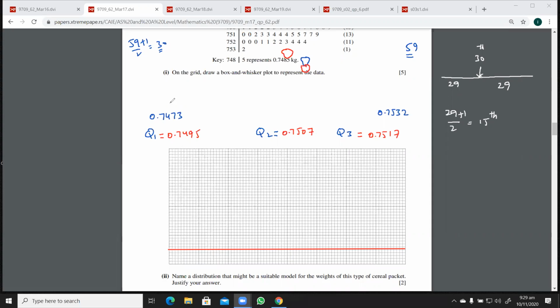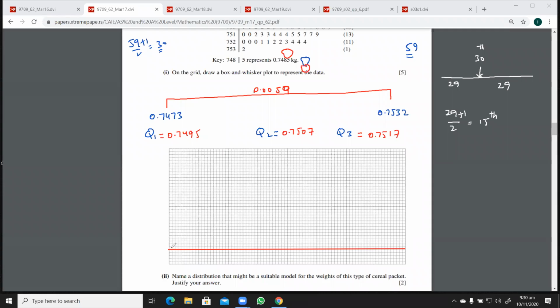Now please subtract these two values. Tell me, what do you get? 0.7532 minus 0.7473. You can ignore the decimal point, just find 7,532 minus 7,473. What do you get? I get 0.0059. So this means this red line has to be divided into at least 60 parts.